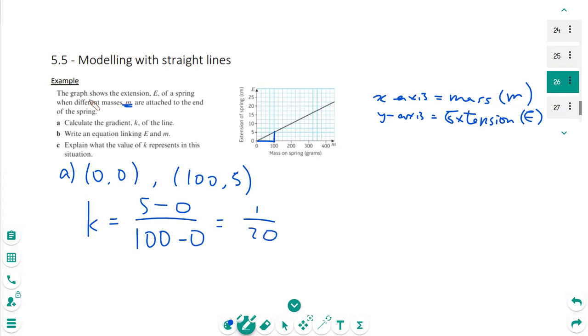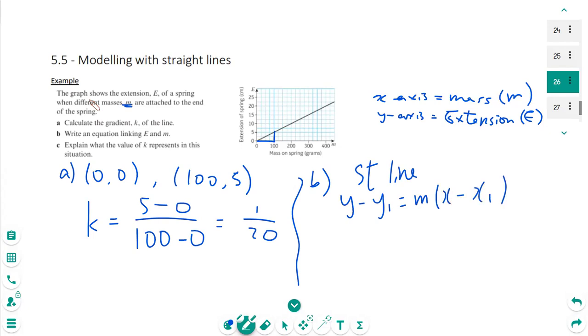Question B, write an equation linking E and M. So question B, linking equation. Now, this is a straight line, right? For a straight line, we've learned a formula, which is y minus y1 equals m(x minus x1), or you can use the baby formula, y equals mx plus c. In this case, we are not going to use y and x, because we don't have y and x in here, and we don't have m as the gradient. We have to use the correct letters. So the y will be E. So E minus E1 equals k, which is the gradient, times (M minus M1). A bit weird, but anyway, you get it.